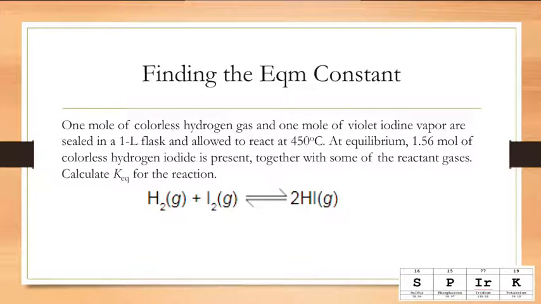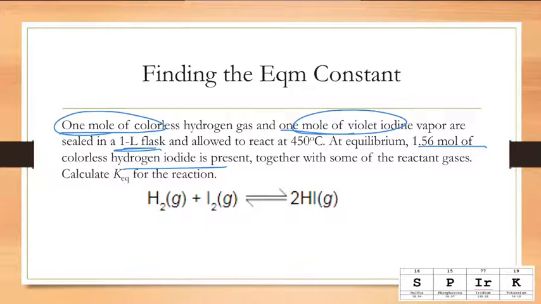Let's do another equation where we find the equilibrium constant. This one is going to be a little bit trickier since we're given some different information. So make sure you put your math hat back on and take good notes and pay attention. This does get a little tricky. So 1 mole of colorless hydrogen gas and 1 mole of iodine vapor are sealed in a 1 liter flask, and they're allowed to react at 450 degrees Celsius. At equilibrium, 1.56 moles of hydrogen iodide are present, together with some of the reactant gases. Calculate the KEQ for the reaction.